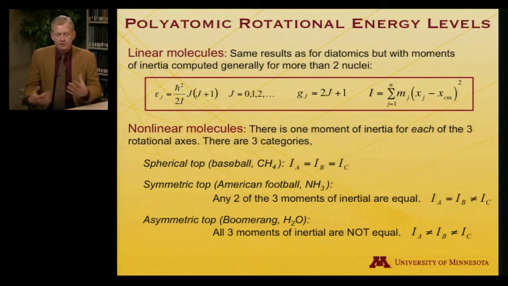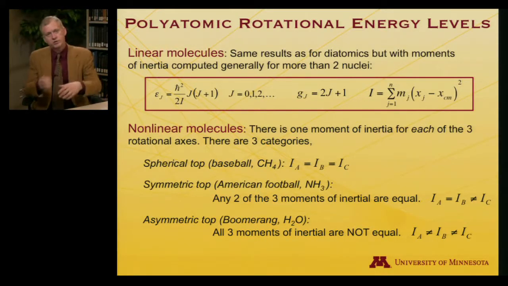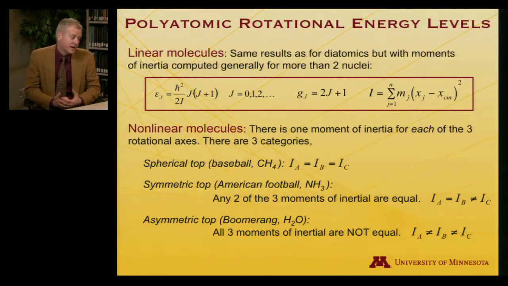And again, a macroscopic object that has that characteristic would be an American football. And so it's got one long axis, but otherwise it looks pretty symmetric, and that gives rise to 2 identical moments of inertia, but one that's different. An example in the case of a molecule would be ammonia. So ammonia, 2 equal moments of inertia.